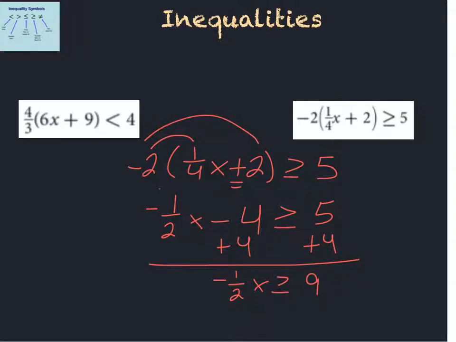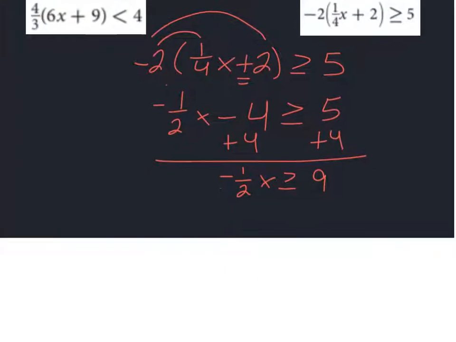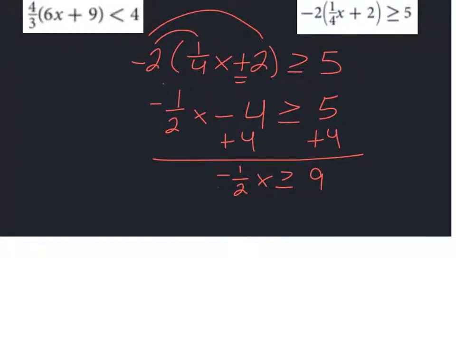Okay, now take a look at what we're going to have to do next. So remember when we were doing equations, how do we get rid of a fraction? We multiply by the reciprocal. Inequalities will do the same thing. We have to multiply by the reciprocal in order to get rid of that negative 1/2, which would be negative 2/1, or just negative 2. But we are multiplying both sides of the inequality symbol by a negative, okay?